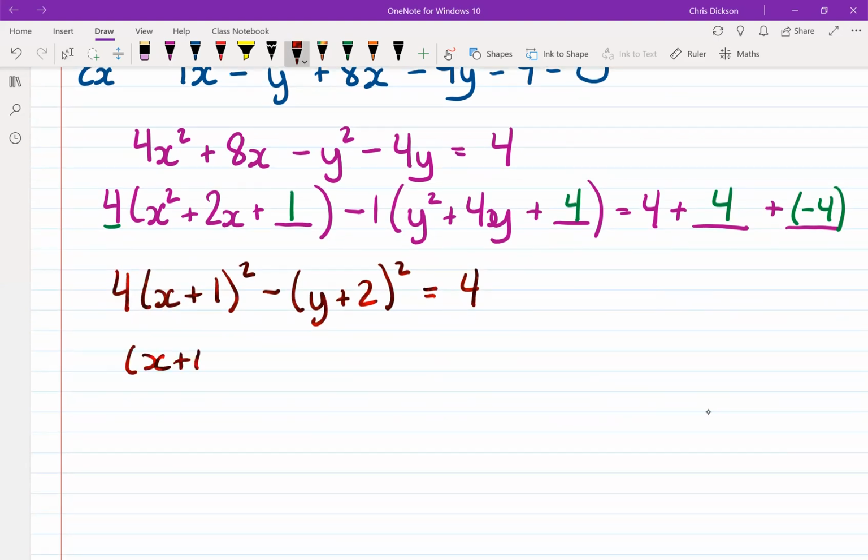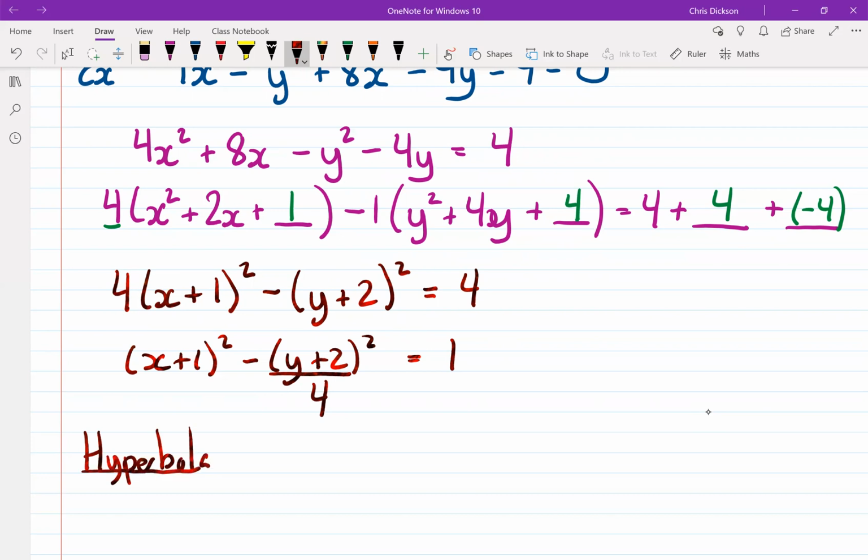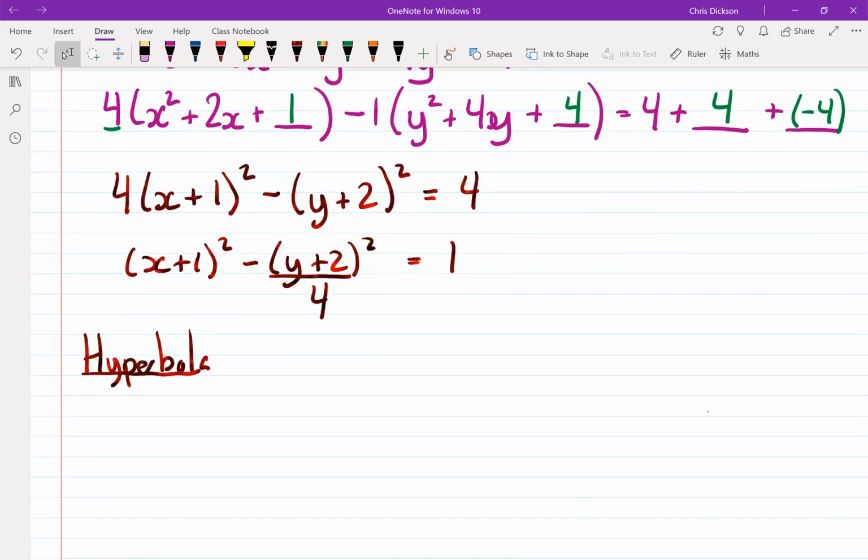So (x plus 1) squared over 1 minus (y plus 2) squared over 4 equals 1. So we're dividing everything by 4. Okay, so we know it's a hyperbola, so that's already been determined. So I'll just find out some of the properties of the hyperbola just to see if you guys agree with this. So let's find the center. That's probably the best thing. And I think we want to find h, which is -1 in this case, k, which is -2. So we now know the center should be at -1, comma, -2.